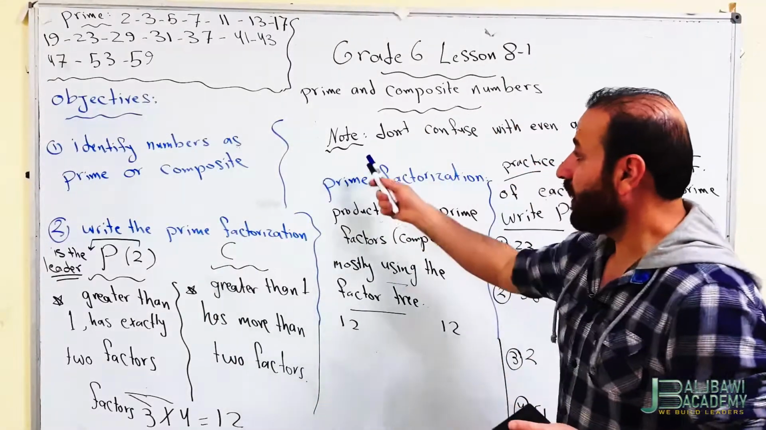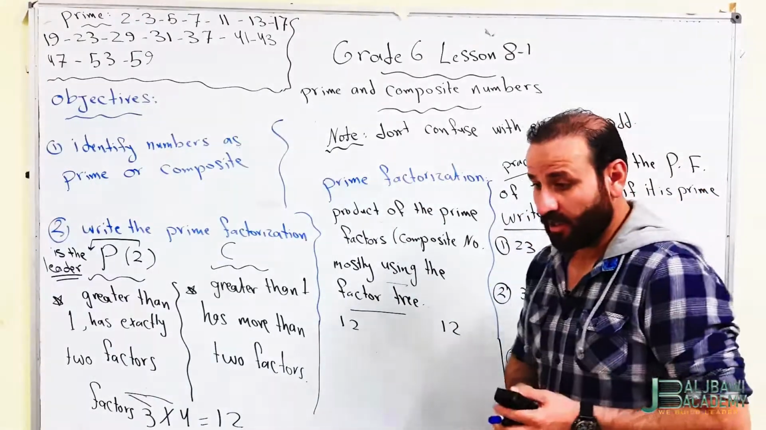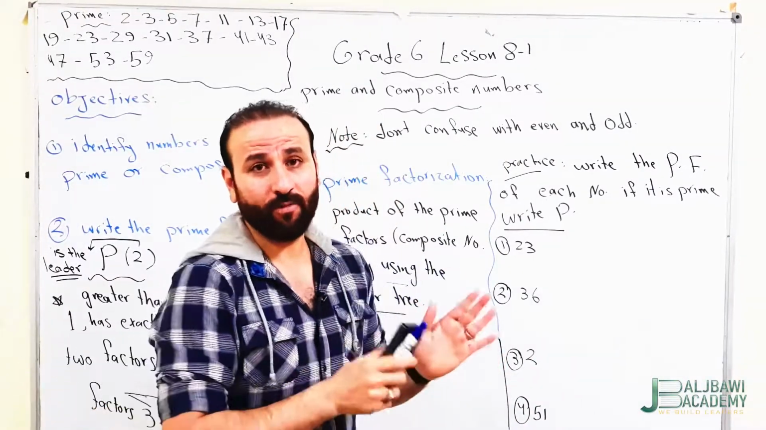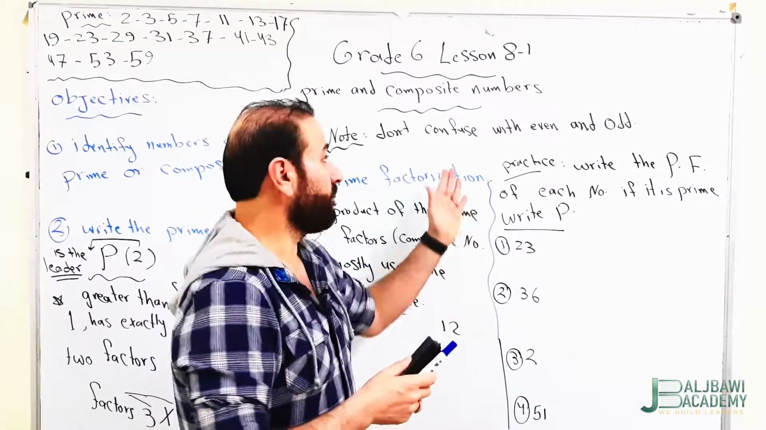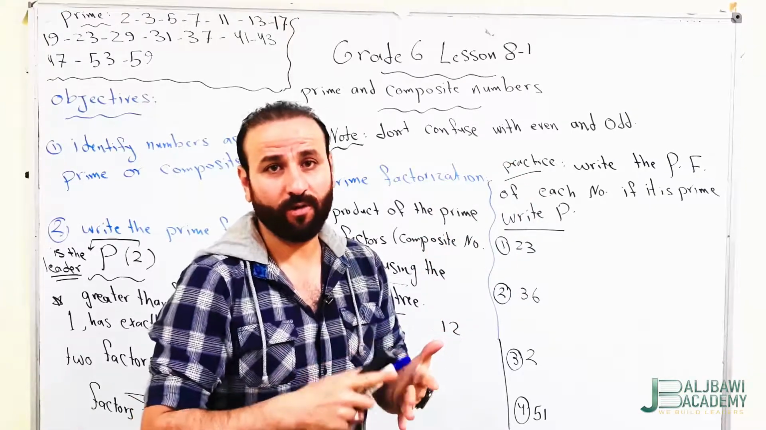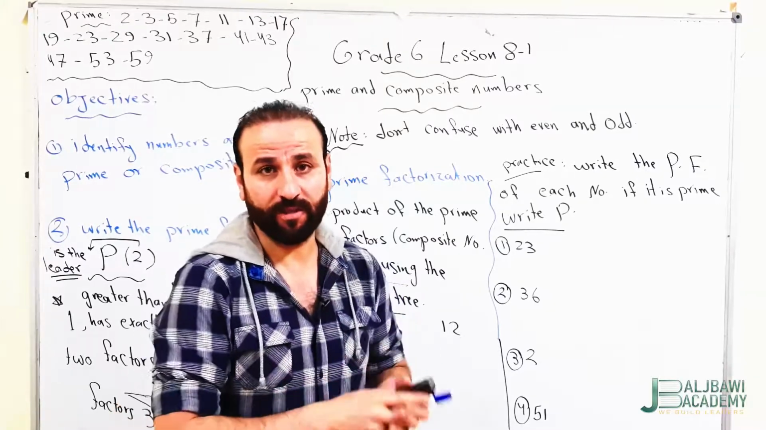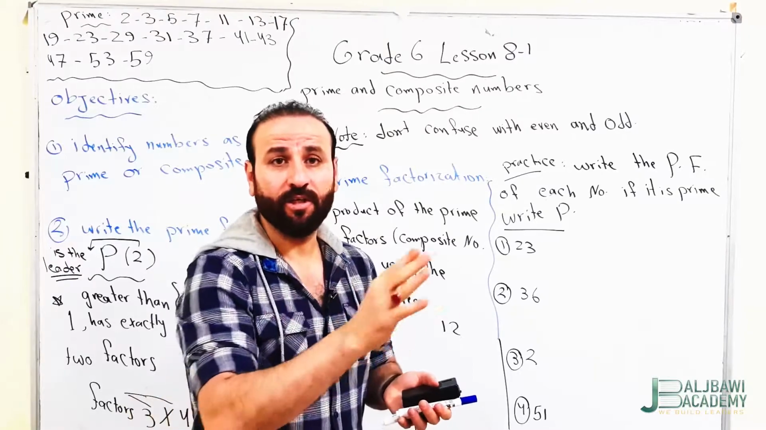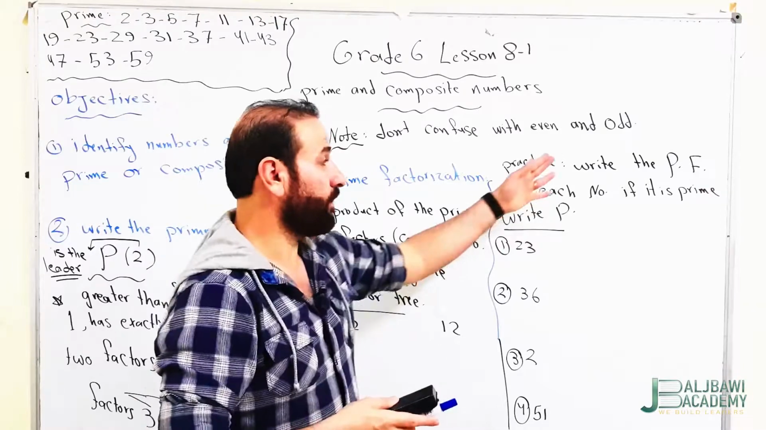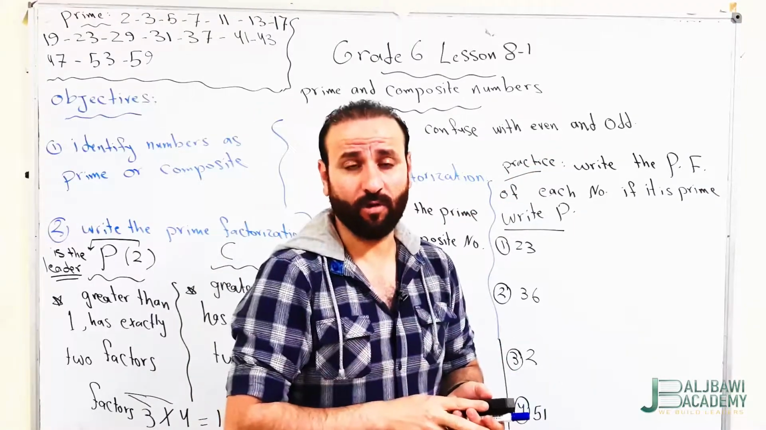Now, here is a note. Don't be confused with even and odd. As you know, even and odd numbers are a different category, but now we talk about prime and composite. Even numbers are like 0, 2, 4, 6, 8, 10. Any number that can be divided by 2 without remainder, or put in groups of 2 with none left over. But an odd number is a number that can be put in groups of 2 and we have 1 left over.